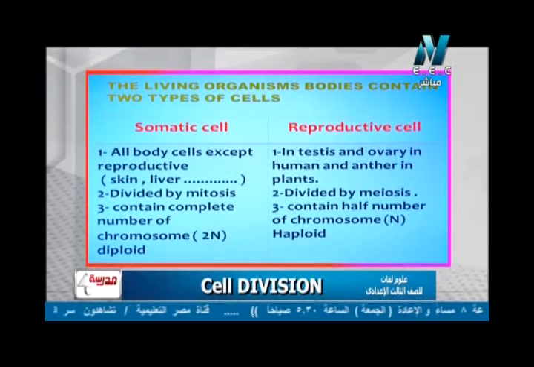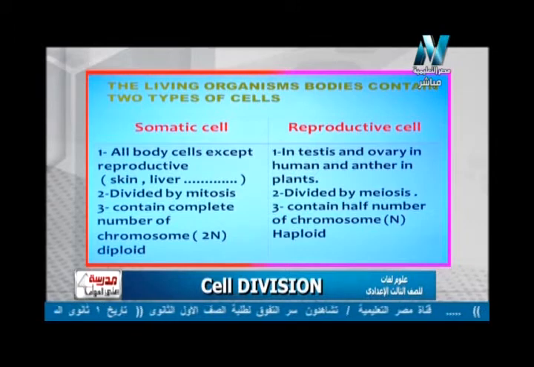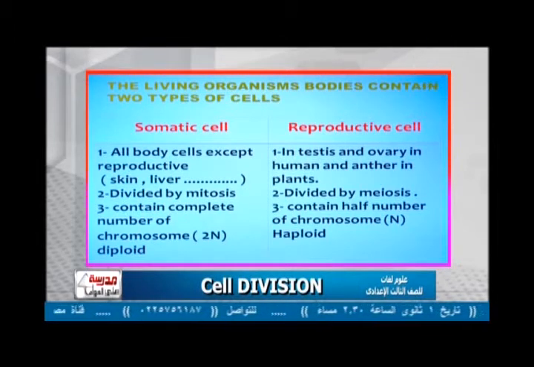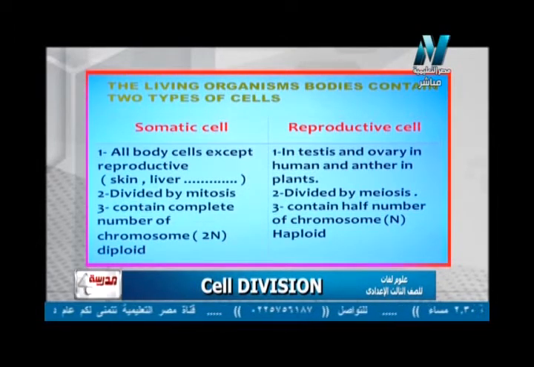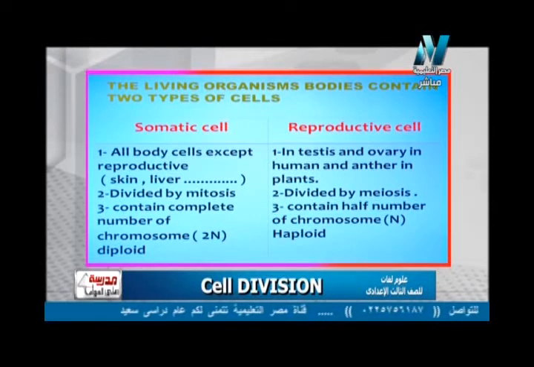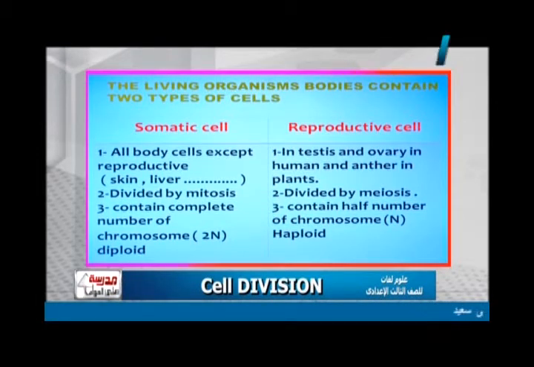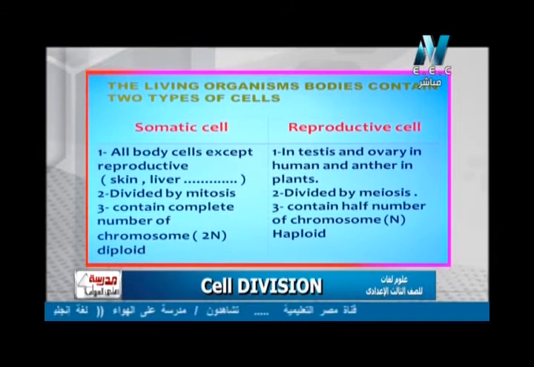So again, the site or place of the somatic is in all the body except the reproductive organ. The site or the place of the reproductive cell is inside the reproductive organ, testes and ovary in human, anther in the plant. Somatic, how is the somatic cell divided? By mitosis. How is the reproductive cell divided? By meiosis. Okay, we have to write the letters of mitosis and meiosis carefully and not mix up between them.